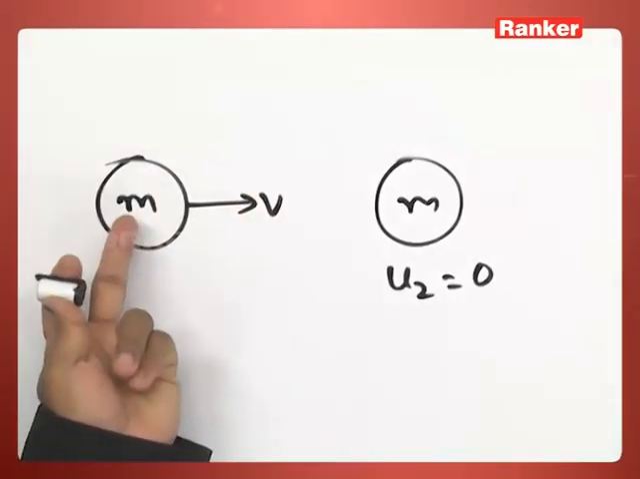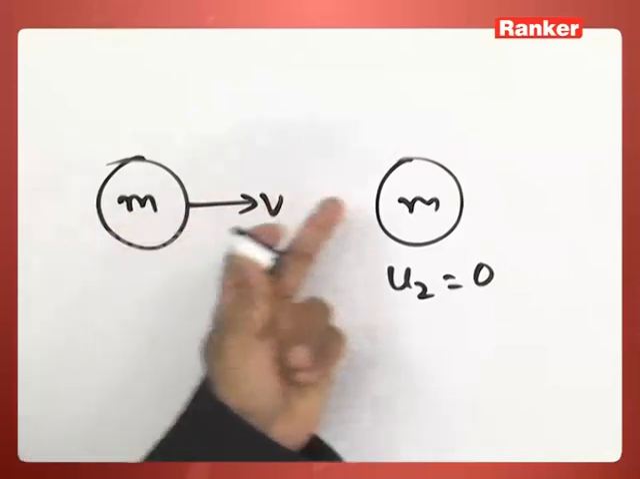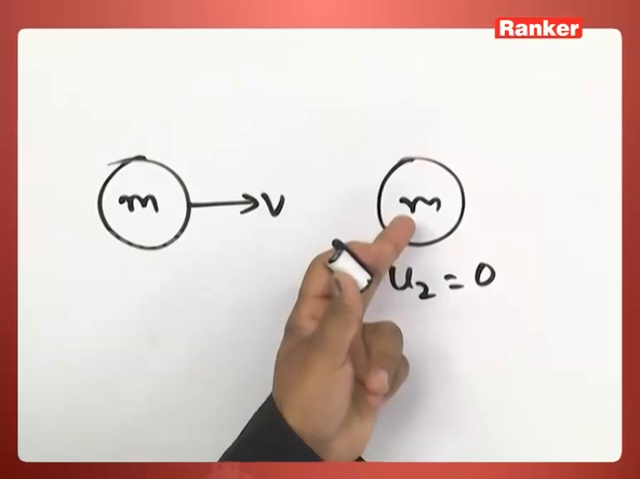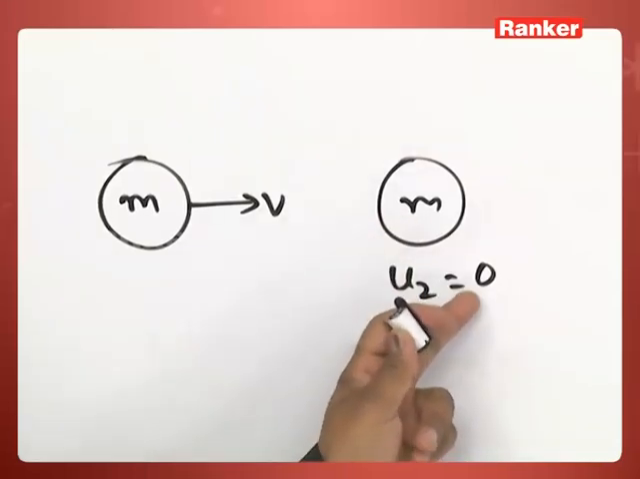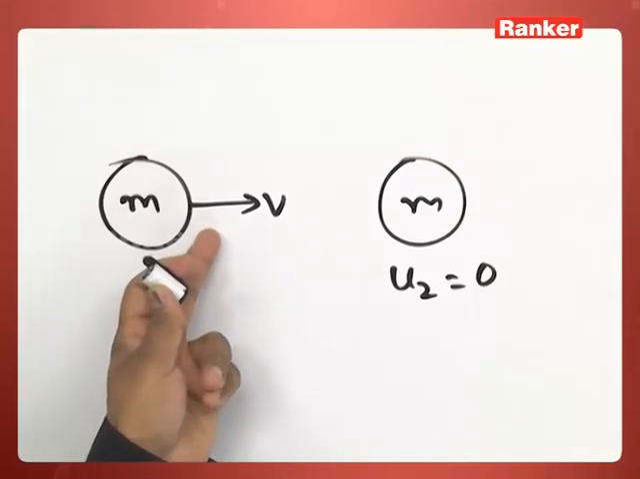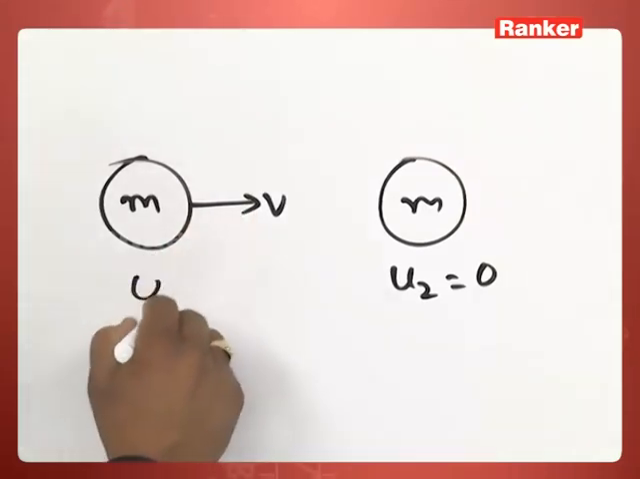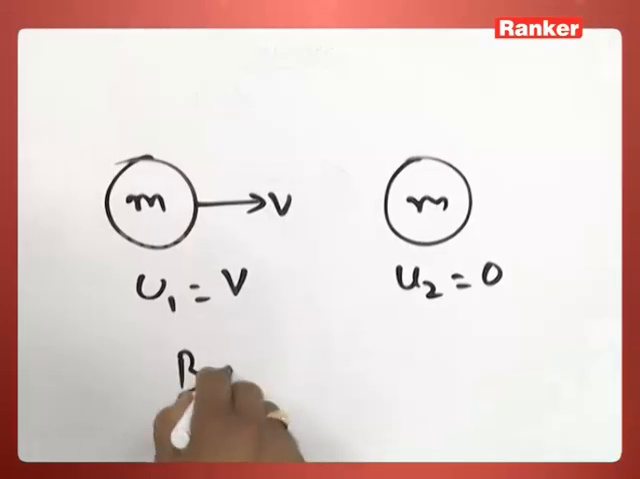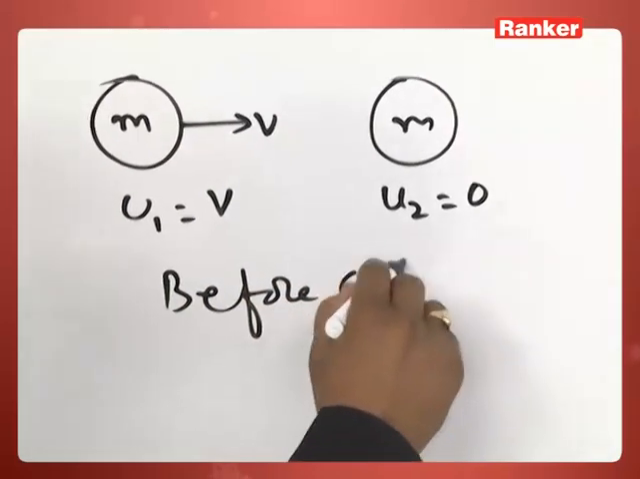Say this is the particle of mass m. Now it is colliding with another particle of mass m, which is at rest. Therefore, let us take the velocity of the second particle, u2, as 0. The first particle is moving with a speed v. Therefore, here u1 is equal to v. This is the situation before collision.